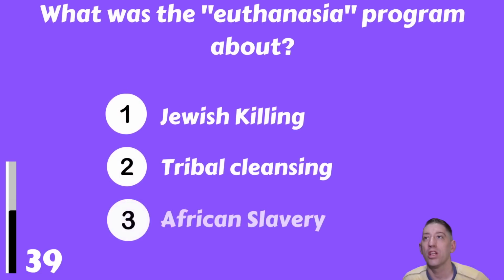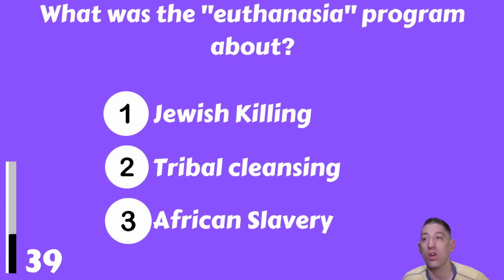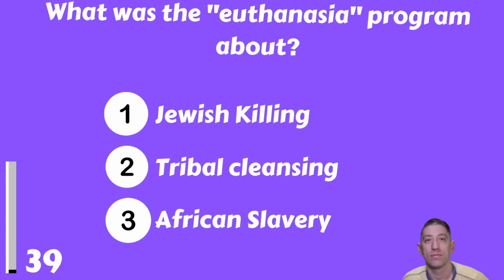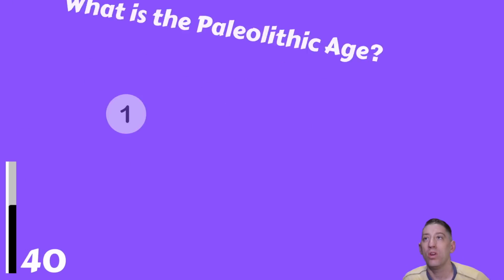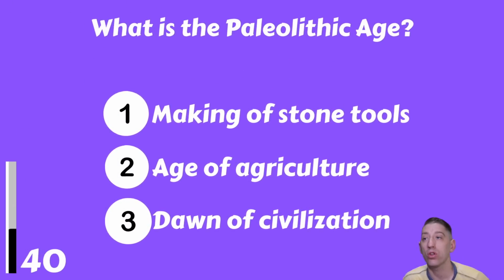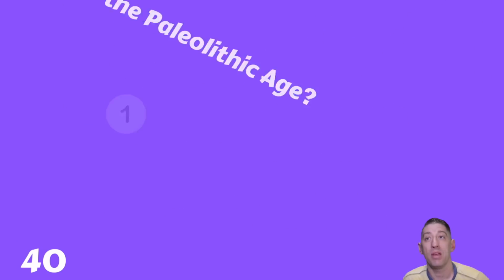What was the euthanasia program about? Jewish killings, tribal cleansings, or African slavery? Jewish killing. What is the Paleolithic age? Making of stone tools, age of agriculture, or dawn of civilization? Making of stone tools.